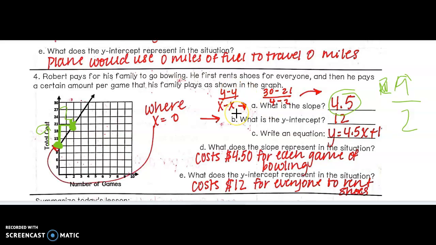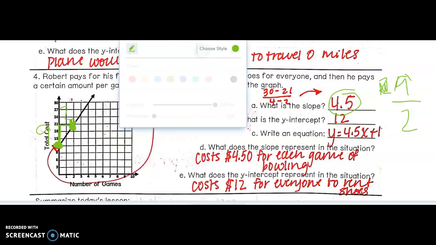The equation's going to be, oh, that should be a 12. It's kind of hard to see. I think it got cut off in this app.